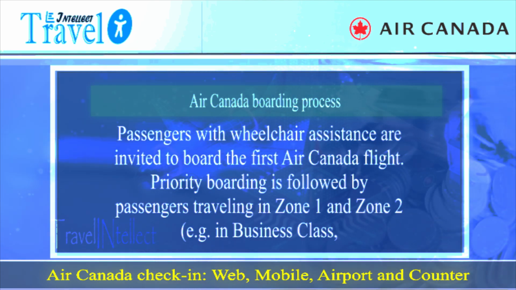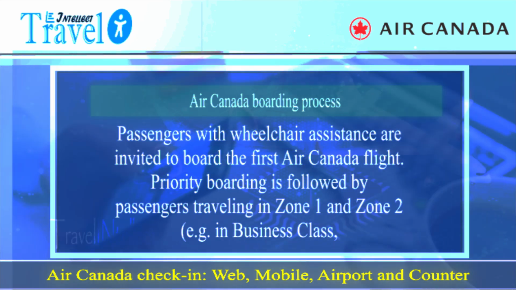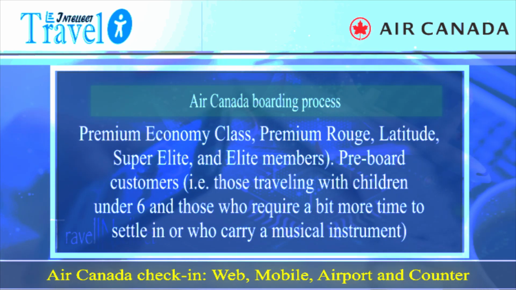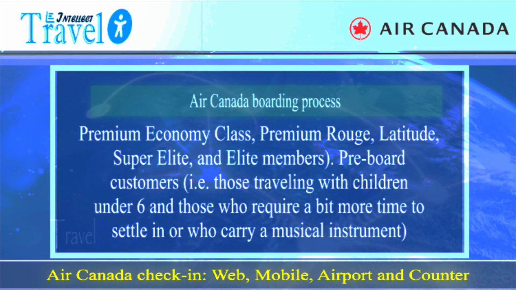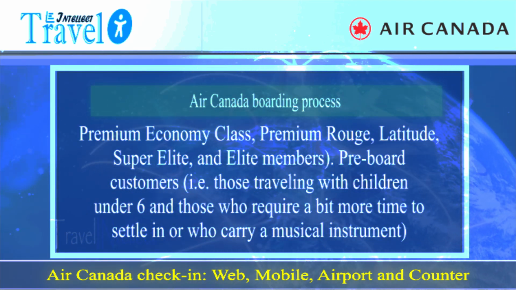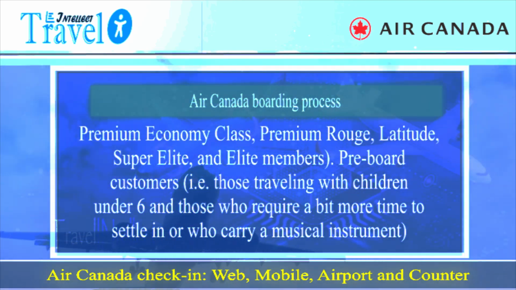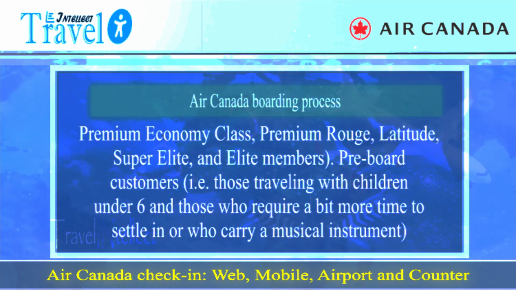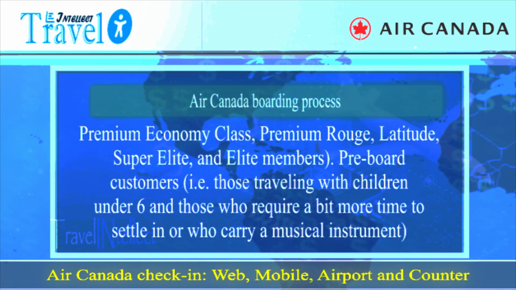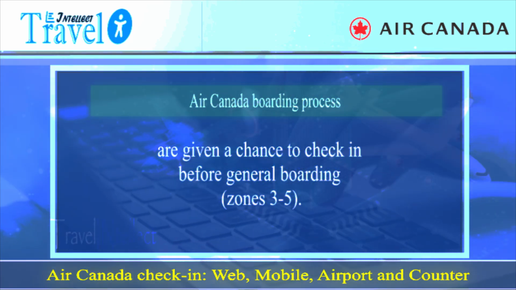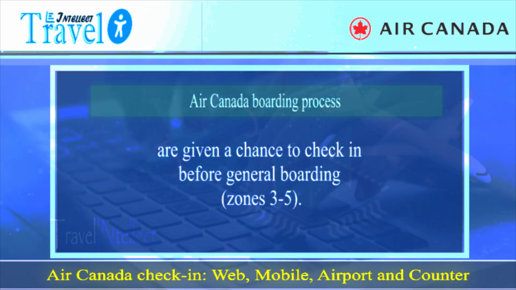Priority boarding is followed by passengers traveling in Zone 1 and Zone 2, e.g. in business class, premium economy class, premium rouge, latitude, super elite, and elite members. Pre-board customers, i.e. those traveling with children under 6 and those who require a bit more time to settle in or who carry a musical instrument, are given a chance to board before general boarding, Zones 3 to 5.